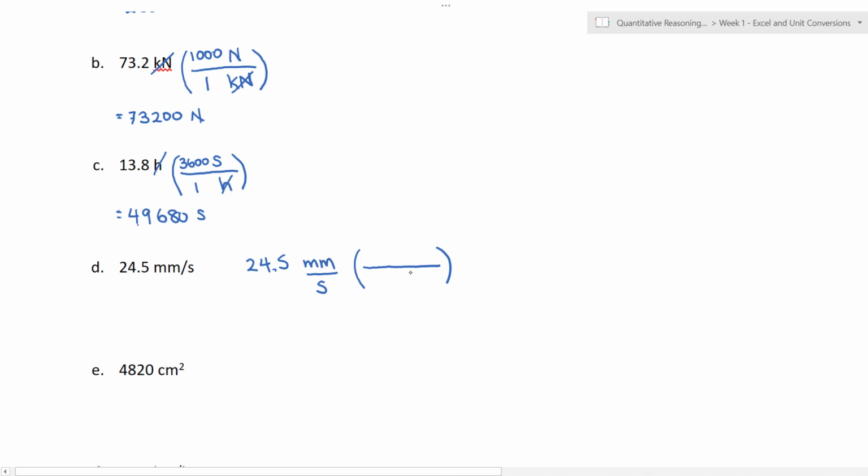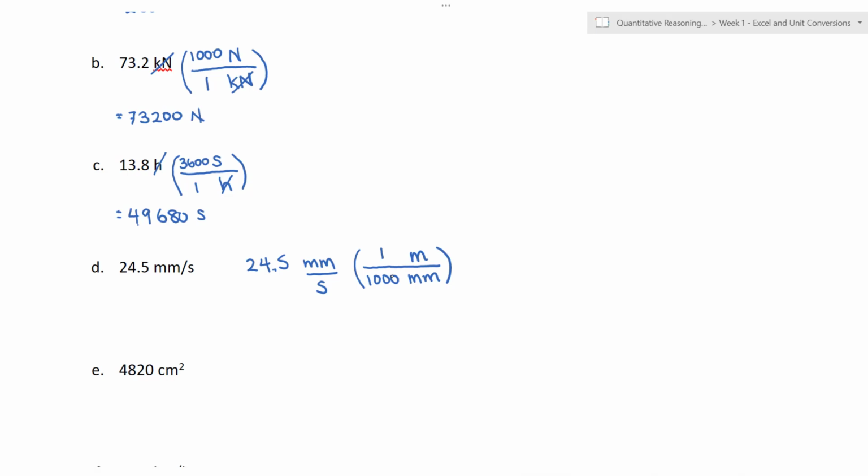We want to get rid of millimeters, so we'll put it in the denominator. And instead, meters goes in the numerator. You'll see that millimeters will cancel out. Now we have to write what's equivalent. 1 meter is equivalent to 1,000 millimeters. Okay, so we've dealt with millimeters, now seconds. Well, seconds is already the correct SI unit, so we don't need to convert it at all.